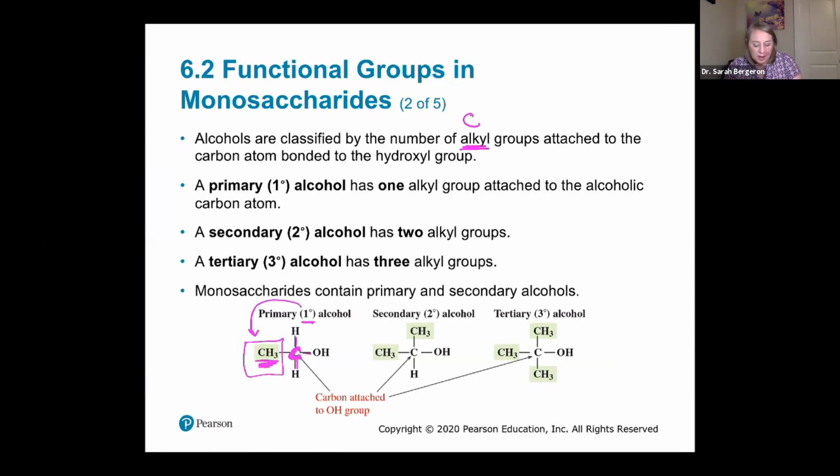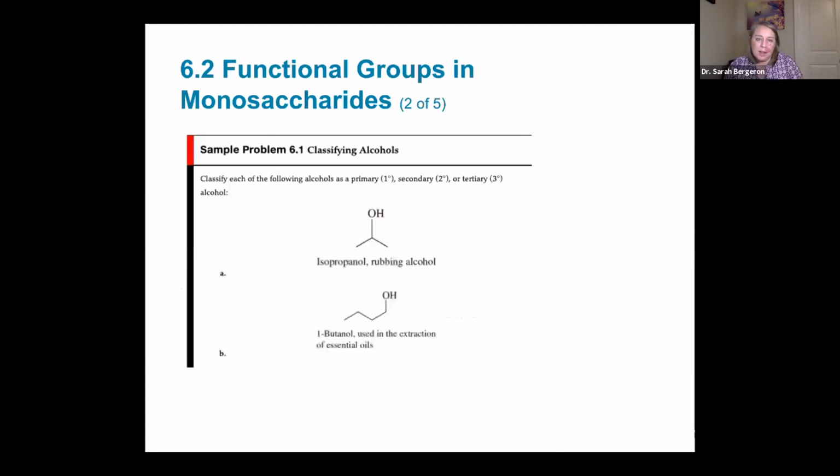A secondary alcohol is going to have, guess what? 1, 2 carbon groups attached to it. So 1, 2, that's where the number is coming from. Primary, secondary, and tertiary, you guessed it, is 3. 1, 2, 3. Okay, so monosaccharides most of the time contain primary and secondary alcohols. You're not going to see so many tertiary, but you still do need to know how to classify them.